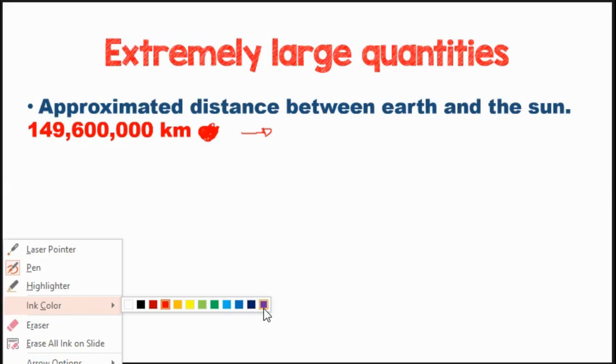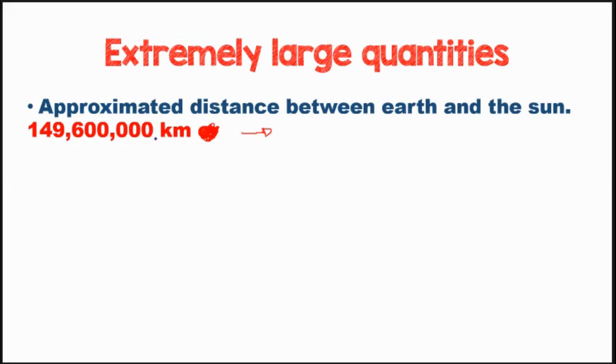Let's use purple. The decimal point here is after the last digit 0, since that is a whole number. From here, we have to make the number greater than 1 but less than 10. So let's move our decimal point.